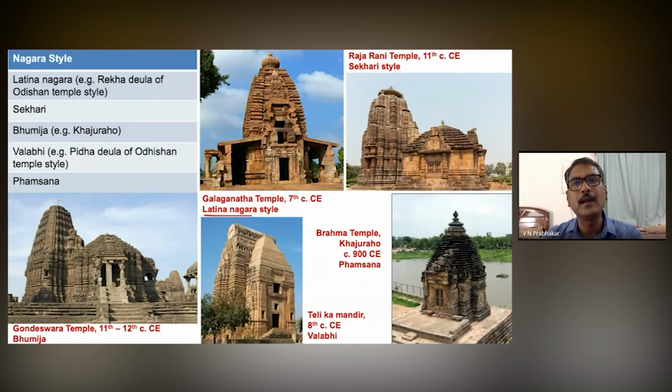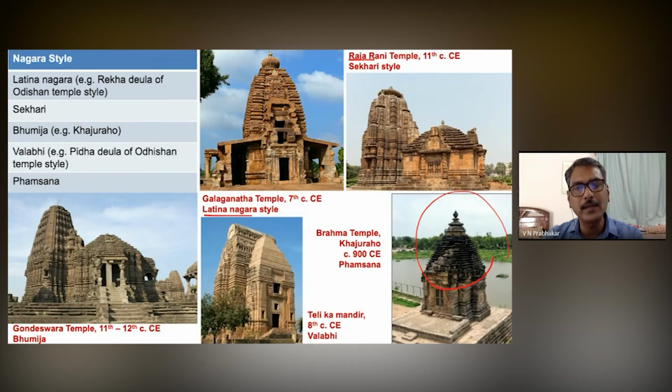Shikara. And in the Rajarani Temple of Odisha, we have the Shekhari type of temple, and the Brahma temple at Khajuraho. It's a Phamsana, which is a square-shaped shrine. Mostly it is found for the mandapas, actually, not for the main sanctum sanctorum. But here, in the case of some exceptions, we also find some temples with the Phamsana style of superstructure.